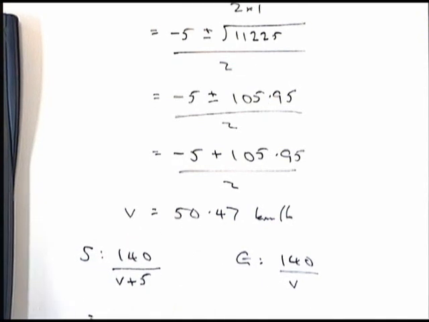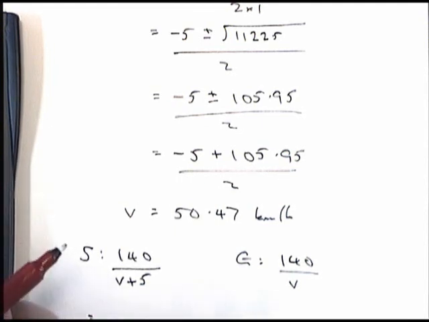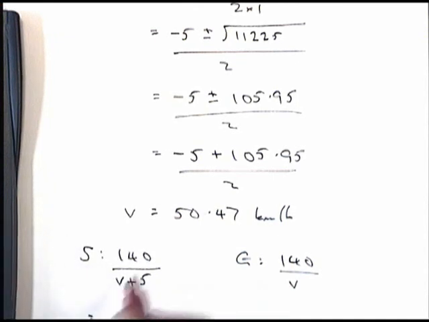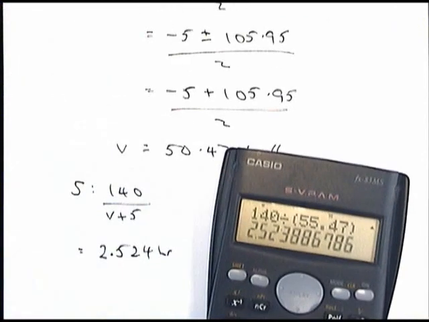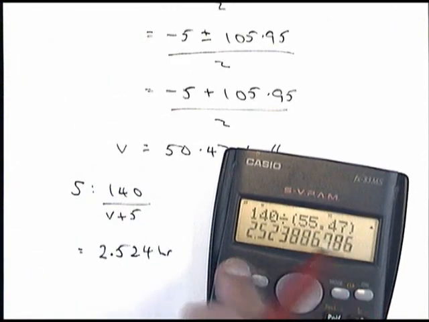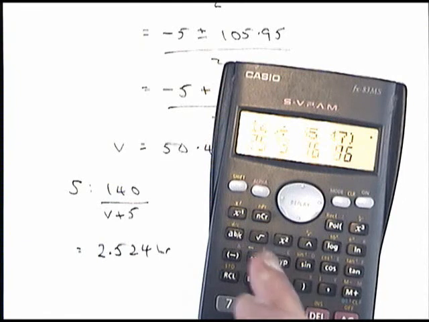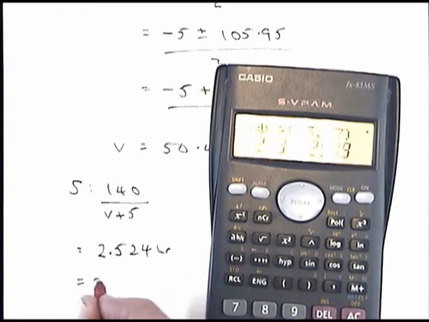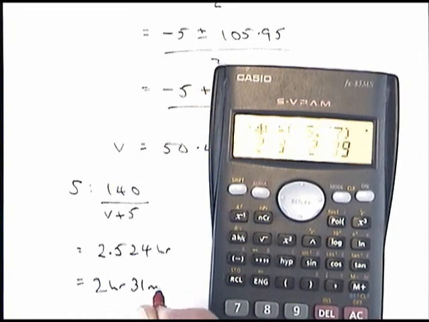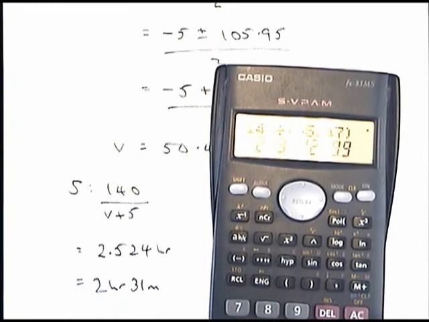So for Simon it'll be 140 divided by 55.47, because I've added 5 to that value. That comes out to be 2.524 hours. Now we'll have to change that into hours and minutes. Now if you're doing this on your scientific calculator, there's a button here that should do that for you. Shift and then this button I'm pointing at here. We do shift and that turns it into 2 hours 31 minutes and 26 seconds. Okay, so we'll leave that to the nearest minute as 2 hours 31.